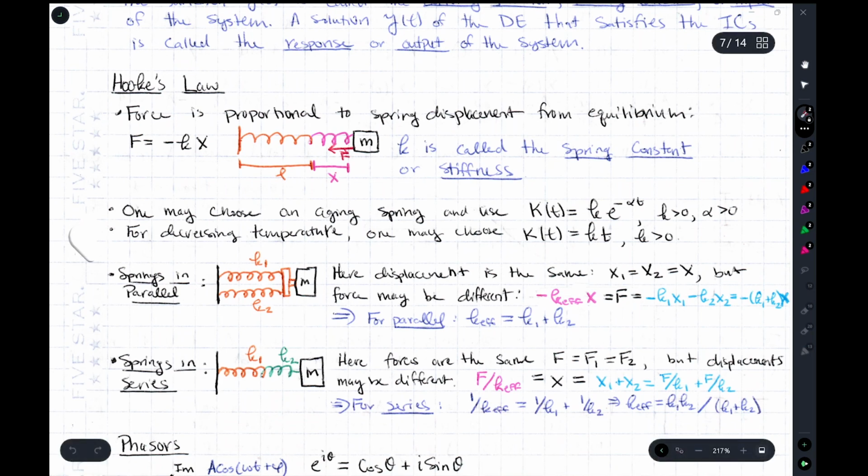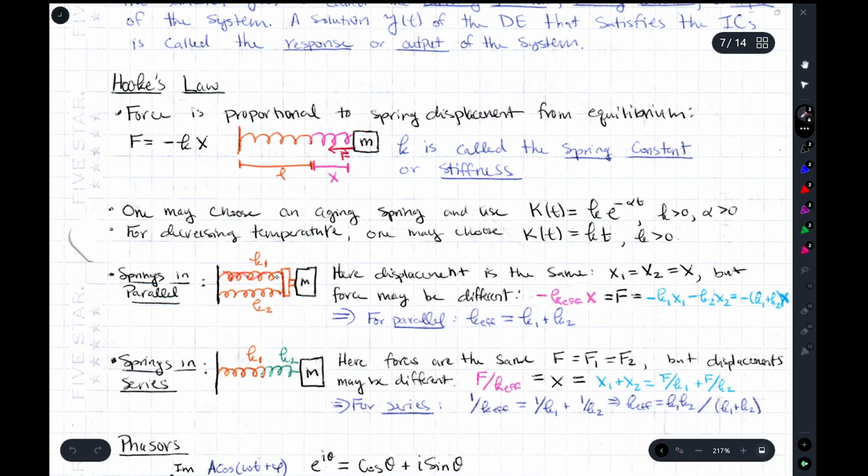Also, springs in parallel come up. So if you have two springs, such as you see here, and they're connected to this connector between them, and that's connected to a mass, you could consider these springs massless, as an approximation. So the mass that we're dealing with is much heavier than the mass of the springs.